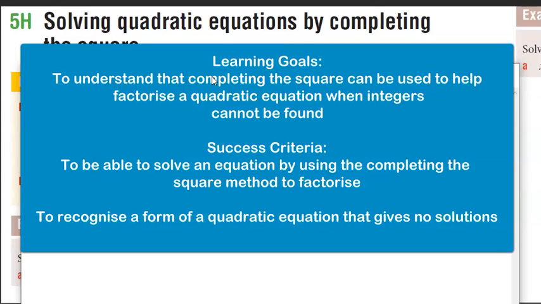The learning goal for this lesson is to understand that completing the square can be used to help factorize a quadratic equation when integers cannot be found. And the success criteria for this lesson is to be able to solve an equation by using the completing the square method to factorize, and to recognize a form of quadratic equation that gives no solutions.